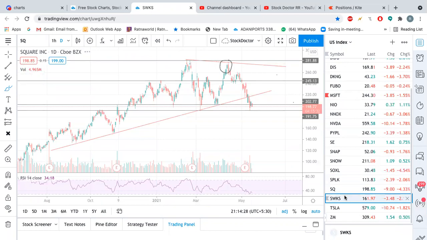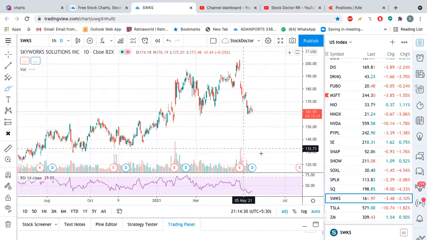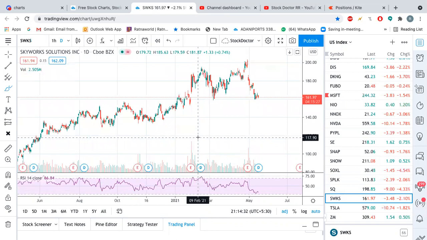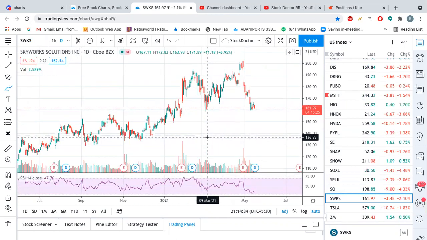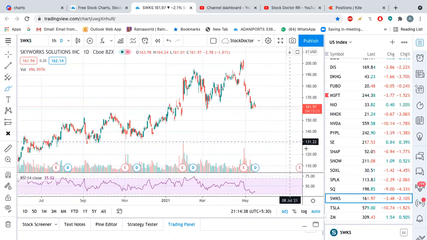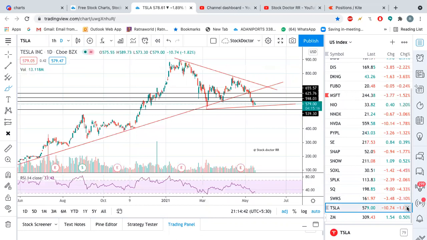The next stock is SWSK. For this stock, I have not done the analysis, so we will skip this stock and go toward the next favorite stock, Tesla.